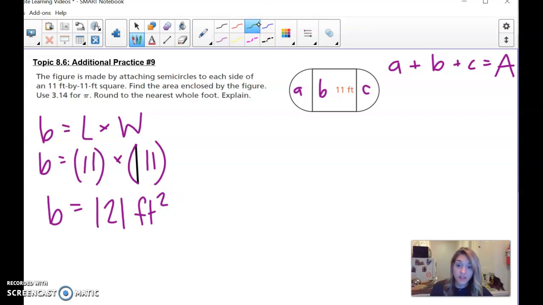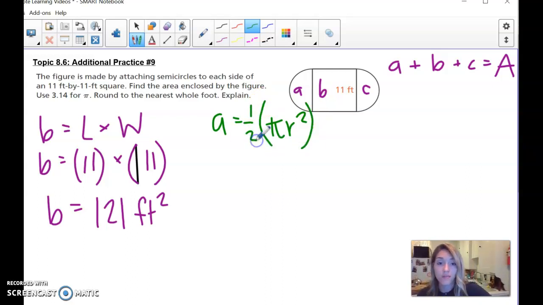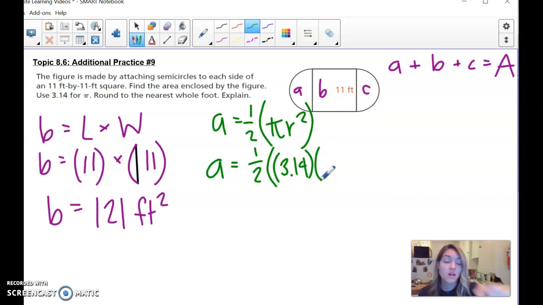Now, the next piece I can look at is A. The area of a semicircle, we don't know the formula of, but we do know the formula to find the area of a full circle. The formula to find the area of a full circle is pi r squared, and a semicircle is only half of a full circle. So I would just multiply that by 1/2. So the area of section A is equal to half of, it says use 3.14, so 3.14, and the radius.